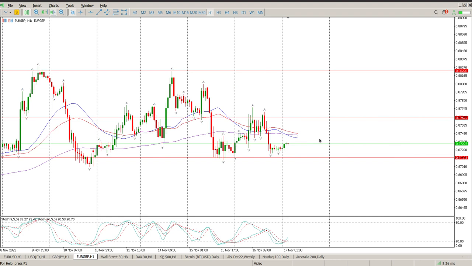So yeah, that's kind of my view for Forex at the moment. It's been a really slow week. We're just treading water on most markets, but it does happen sometimes.